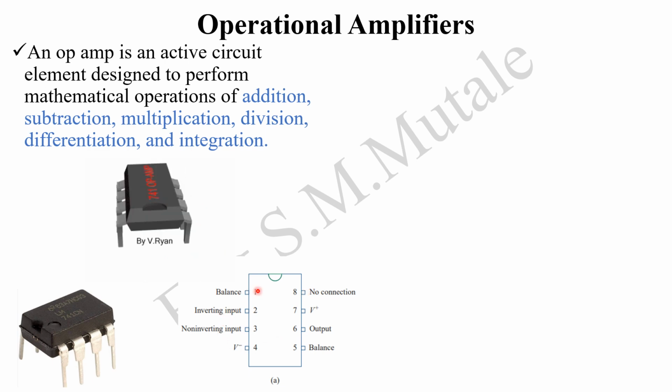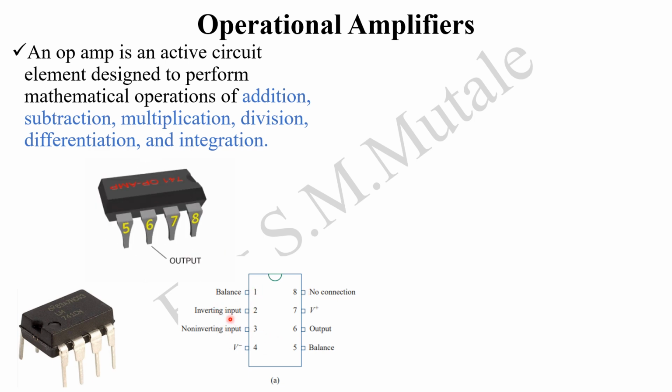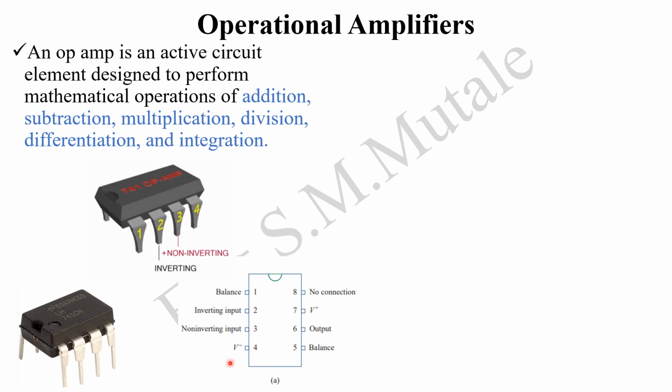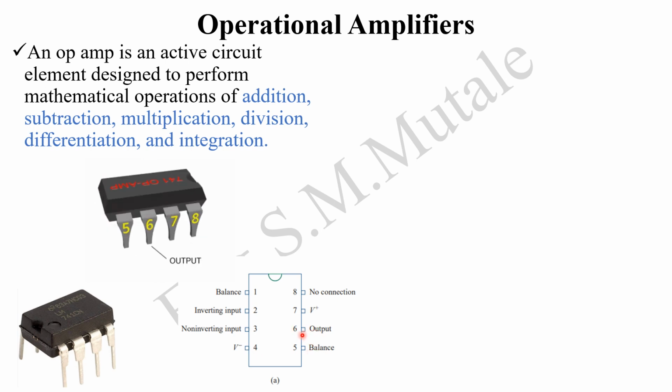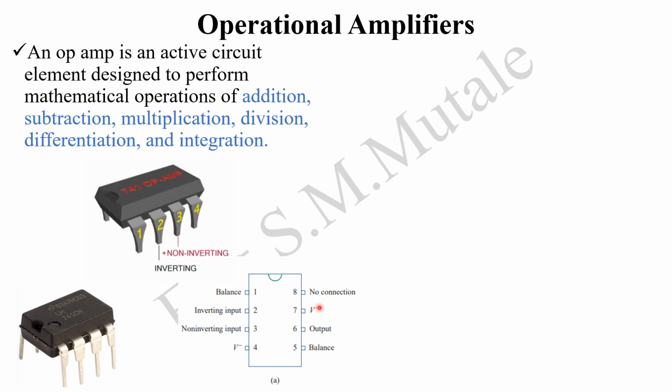So terminal 1 is for the balance. 2 and 3, there is inverting and non-inverting. Terminal 4, that's where you apply your negative voltage input. 5 is for the balance as well. 6 is the output. 7 is a positive terminal. And then 8, there is no connection there.